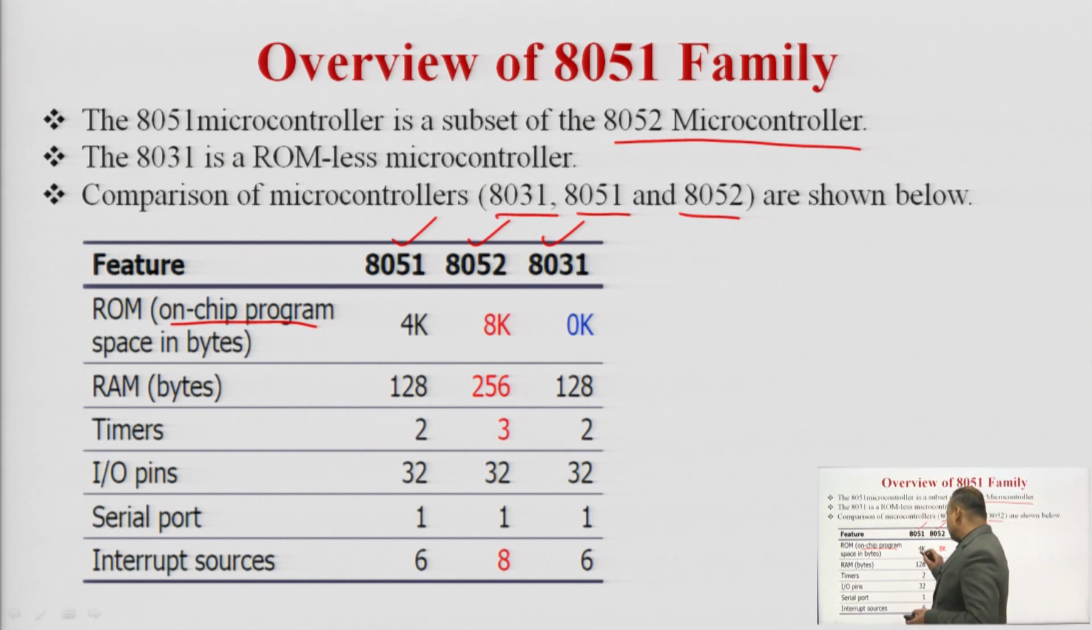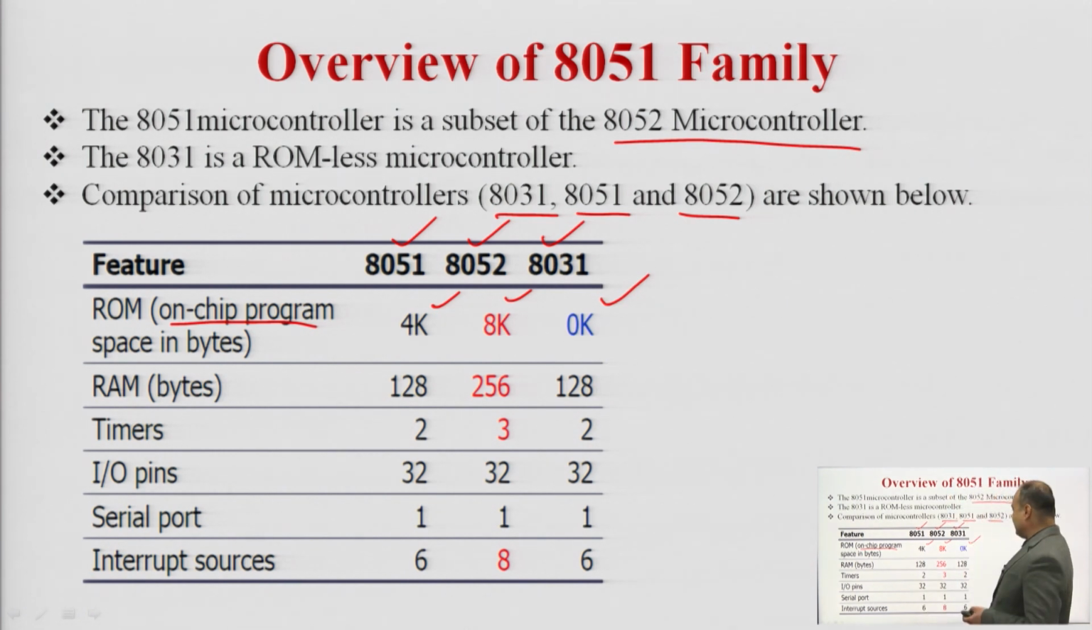In 8051 it is 4 kilobytes, in the 8052 microcontroller it is 8 kilobytes, and in 8031 we have no read only memory. So, we can say that the 8031 microcontroller is a ROM-less device. The second parameter is the RAM, the random access memory, again in bytes. In 8051 we have 128 bytes of random access memory, in 8052 we have 256 bytes, and in 8031 it is 128 bytes.